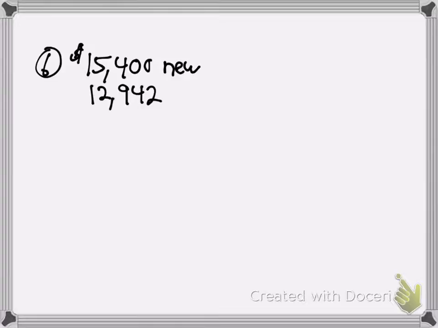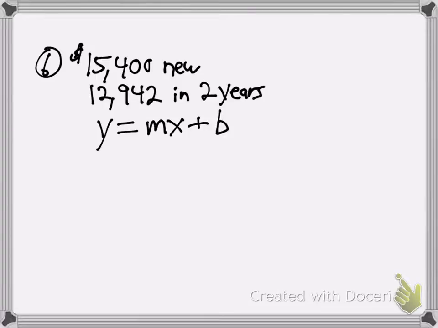This is number 6. Okay, so how are we going to do this? Well, I would use y equals mx plus b. There's other ways you can do it. I'm just going to use y equals mx plus b. Is that a good way?